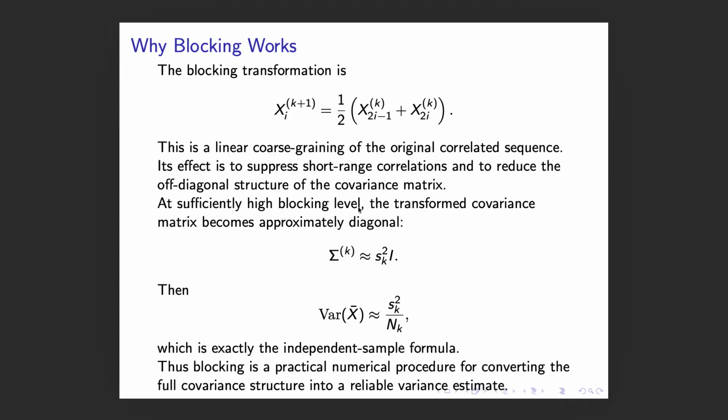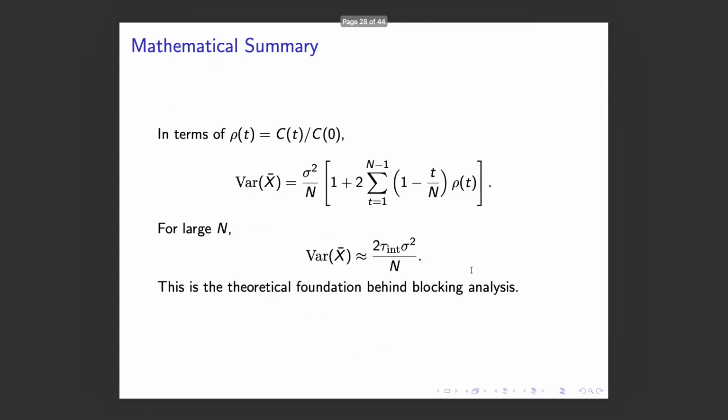At sufficiently high blocking level, the transformed covariance matrix becomes approximately equal to the variance which we extract from the single experiment. And the total variance, the one which we call sigma squared of n, is then going to approximate the independent sample formula. So blocking is a practical numerical procedure for converting the full covariance structure into a reliable variance estimate.